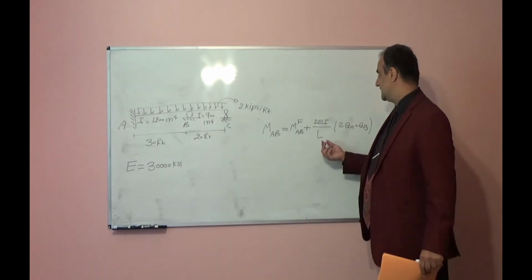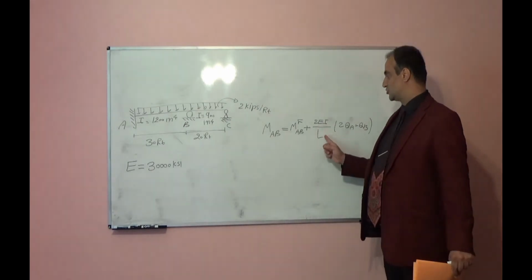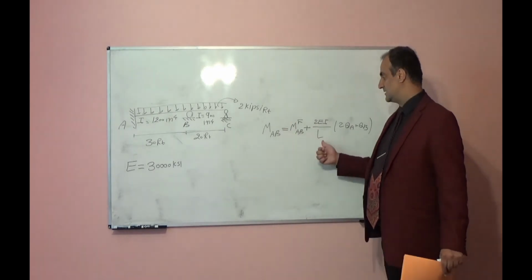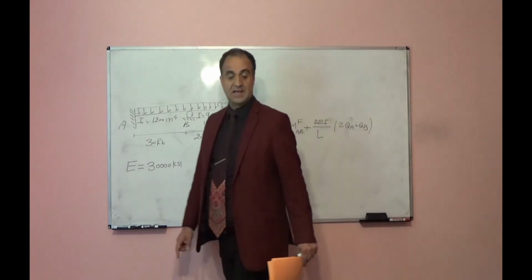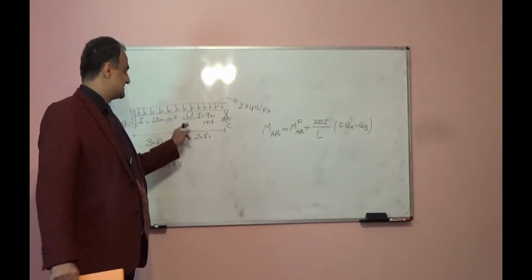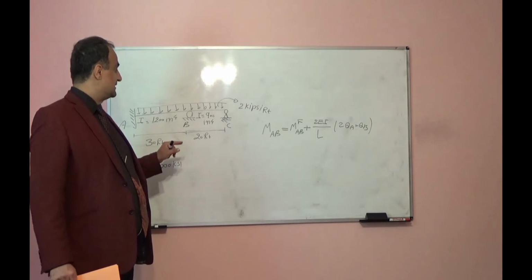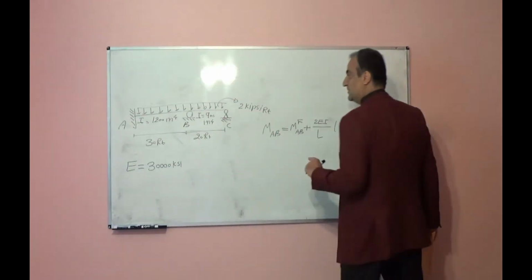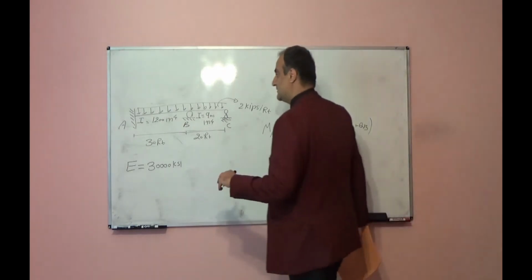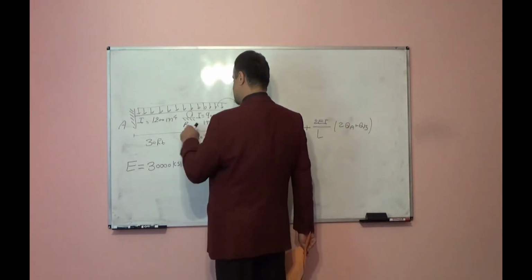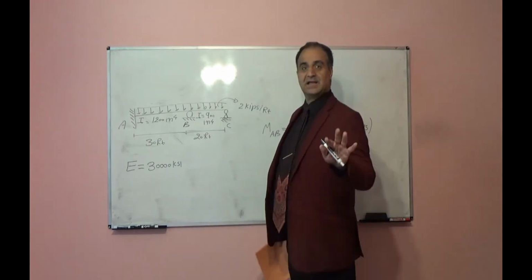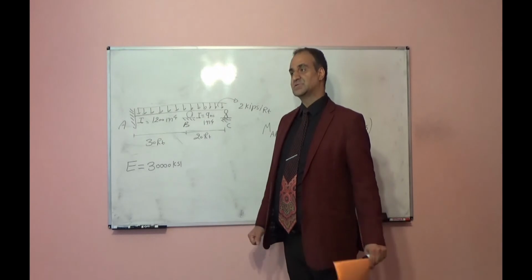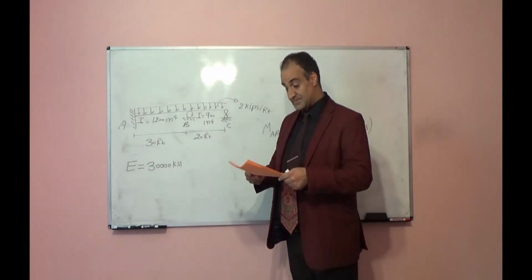Pay attention, in each part put the right length for the span. If it is AB and BA, it should be length 30, and if it is for BC and CB, length should be 20 feet. And again, pay attention to the I, because I is different for AB and BA. I will be 1200, for BC and CB it will be 900. And again, pay attention to the unit. This is feet, this is inch, so you should be consistent.